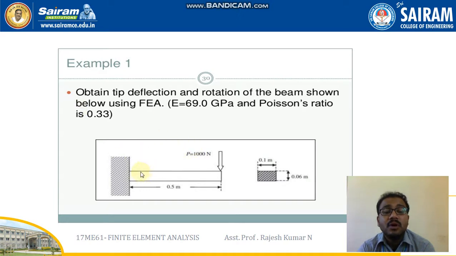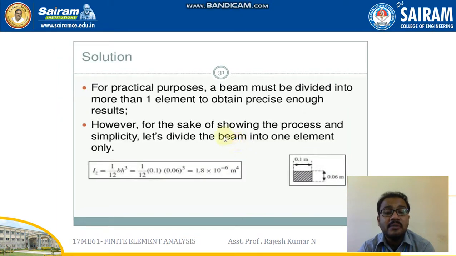When the cross section is very clearly given and there are not many boundary conditions, go with one element as much as possible. Maybe in practical purposes, I'll be going with the two element case. For the sake of showing the process and for simplicity, let's divide the beam into only one element. The same thing you can follow whenever you are solving a beam numerical.